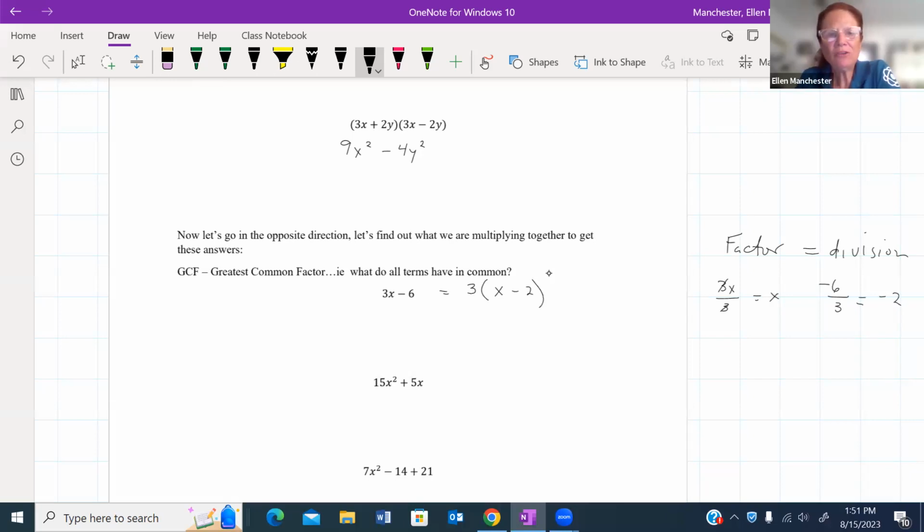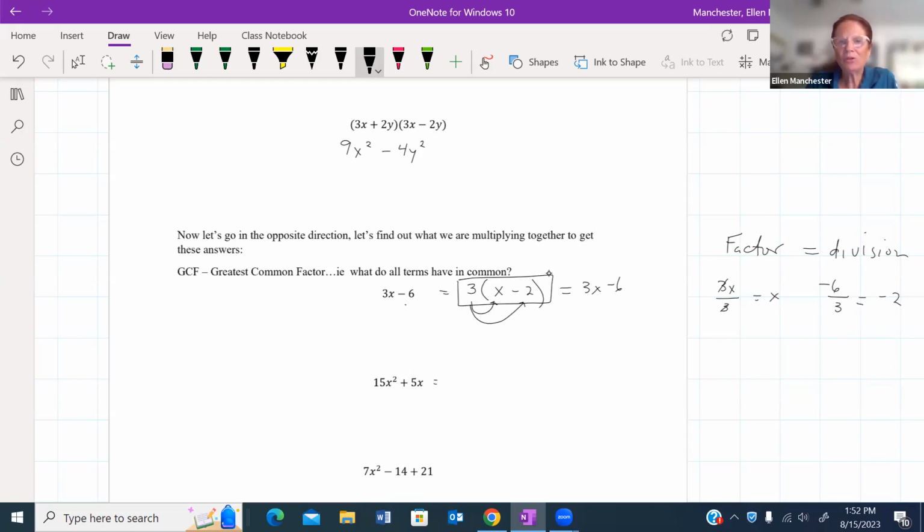So when I ask for the greatest common factor, I am asking for what's in common, but also when you divide that out, what do you have left? And the beauty of this is you should never get these wrong, because if I multiply this back through, I'm going to end up with 3x minus 6. Okay, exactly what I started with. So these are the factors of 3x minus 6. It's what I multiplied together to get 3x minus 6.